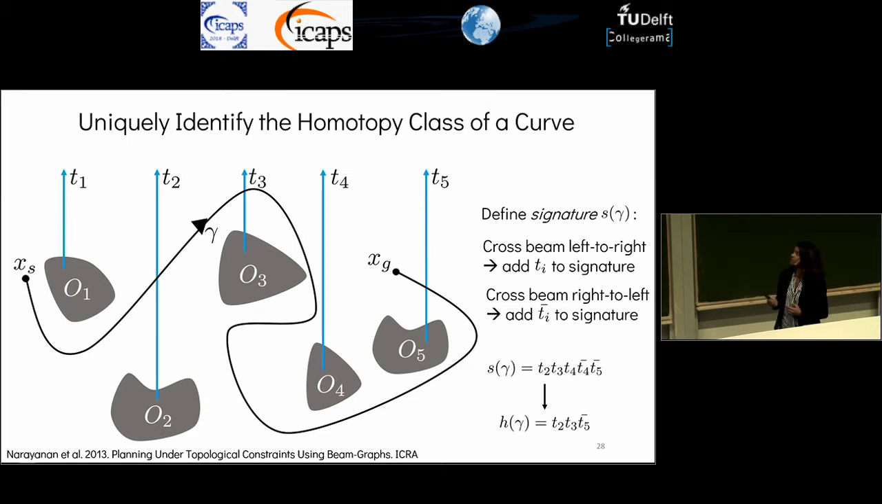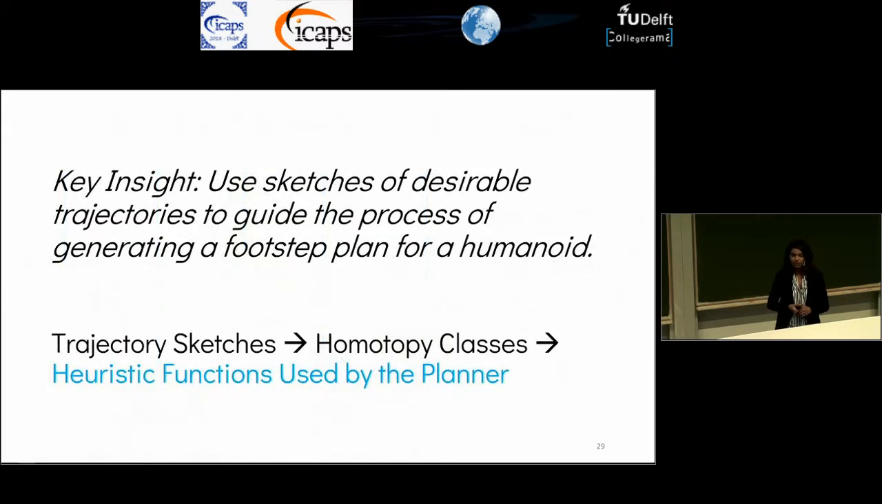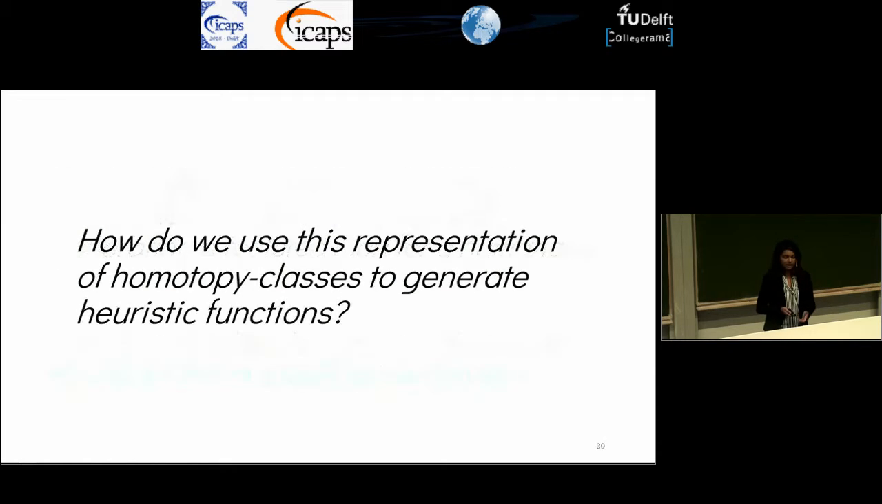The way we do this is if we look at two adjacent beams, a beam and its inverse, we can remove them from the signature, giving us our most reduced form. And two curves have identical reduced signatures if and only if they are homotopic. So this is how we uniquely identify homotopy classes. Now we have our homotopy classes, and we need to create our heuristic functions. So the question is, how do we use this representation of homotopy classes to generate our heuristic function?